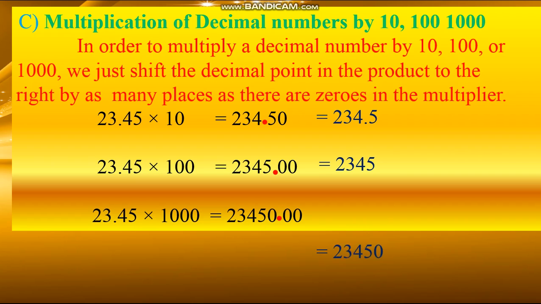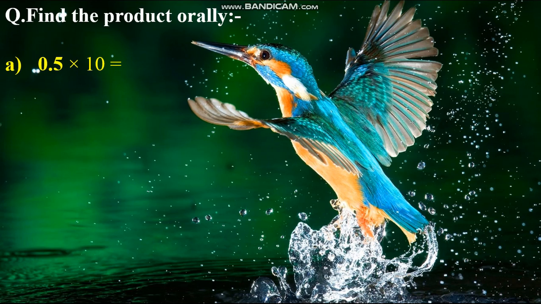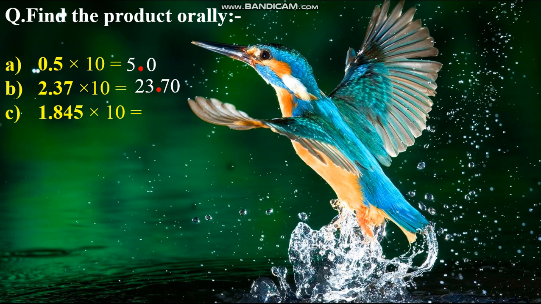Fine. Let's see one more example of this. You have to find the product orally. 5 tens, the decimal shifts after 1 digit, that is 5. Then again after 1 digit, means after 3. Understood? Here again we multiplied by 10, so after 1 digit, that is after 8. Then the decimal will be after 1 digit, means after 5.